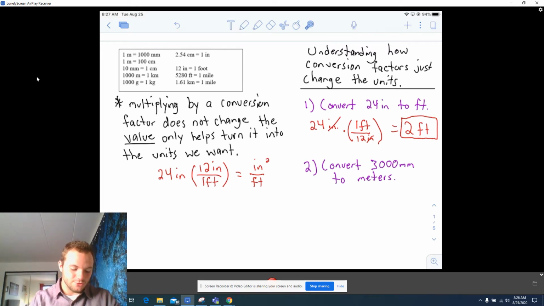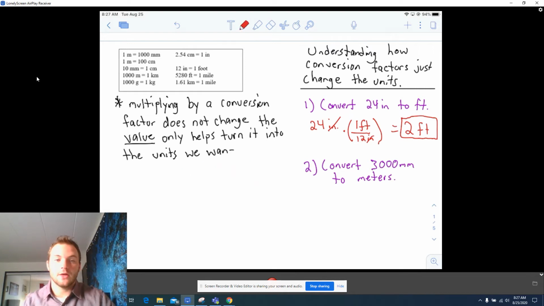If it's confusing to you that this 24 is technically on top of the fraction, you can think of it as 24 over 1, but that may be a little confusing for some people. Just know if you have a number alone, it counts as the top of the fraction. So I still was going to use this conversion factor, but the question I was asking myself is, do I put the 12 inches on top or do I put the 12 inches on bottom? And because of the units, I put the 12 inches on bottom.